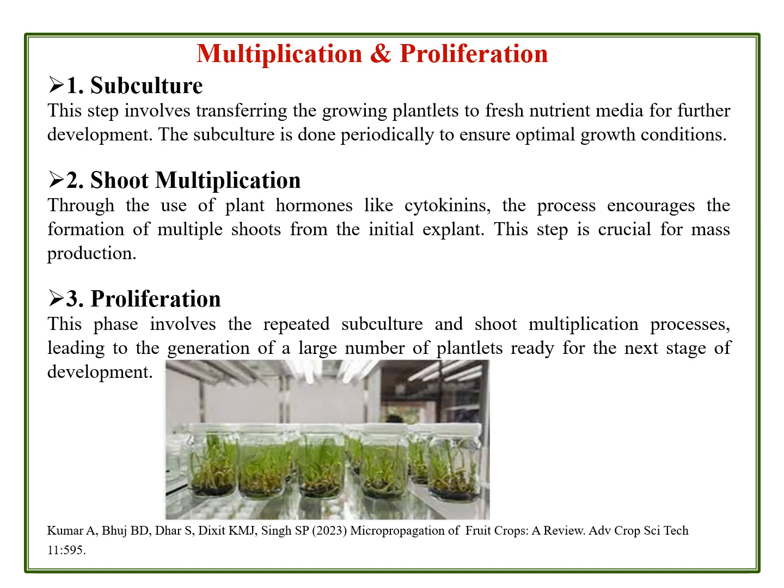This phase involves the repeated subculture and shoot multiplication process, leading to the generation of a large number of plantlets, so that they will be ready for the next phase of development, that is acclimatization to ordinary conditions.